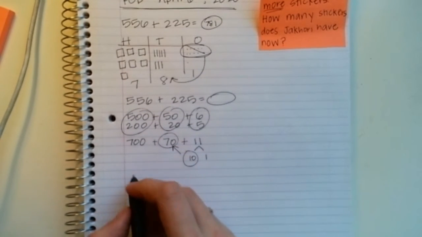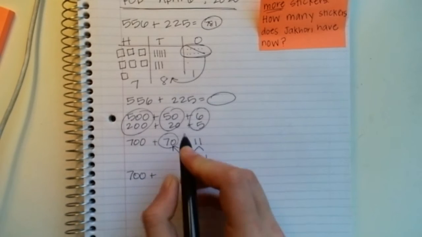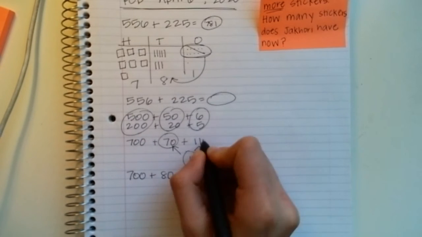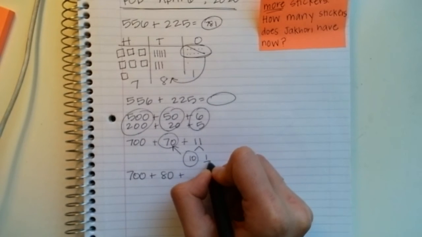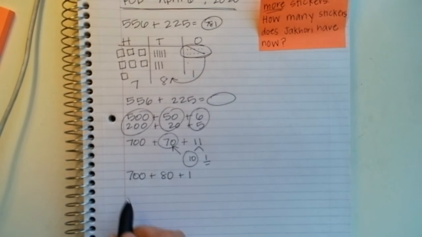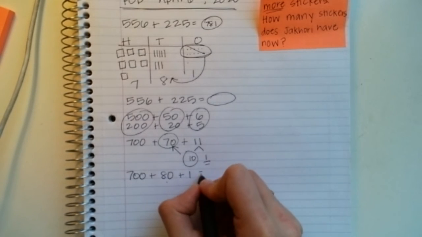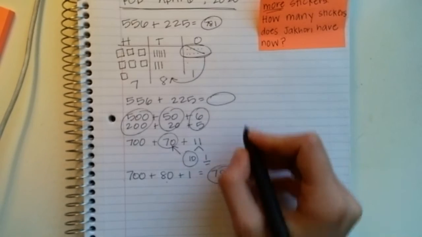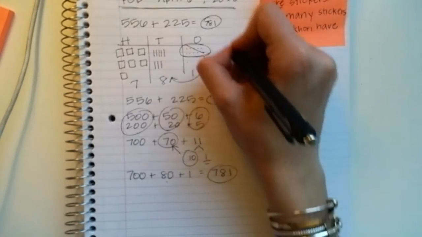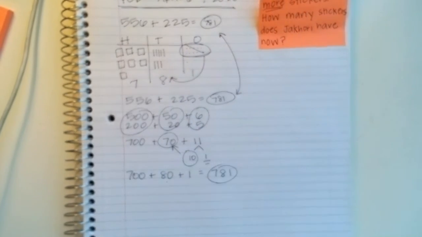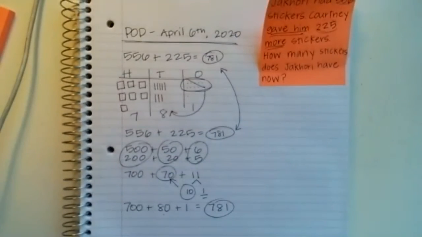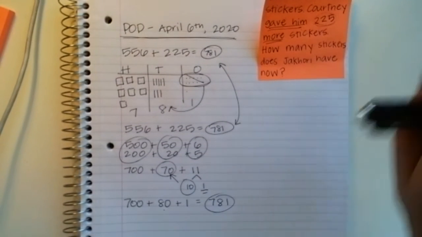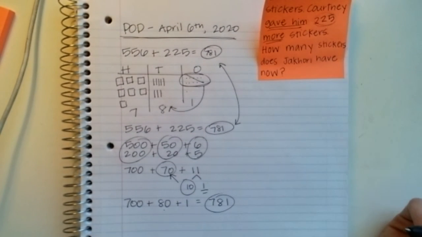So my new number, I'm gonna pull down the 700. 70 and 10 is 80. And then I'm left with this 1. So 780 and 1 equals 781. And look at that, my numbers match. Those are just 2 ways to solve. You could also use the number line to solve this one, but these are the 2 strategies that I'm going to show you today.